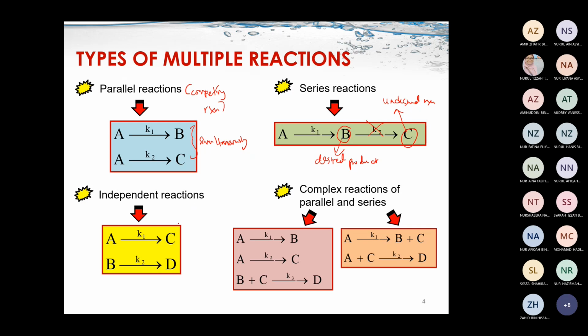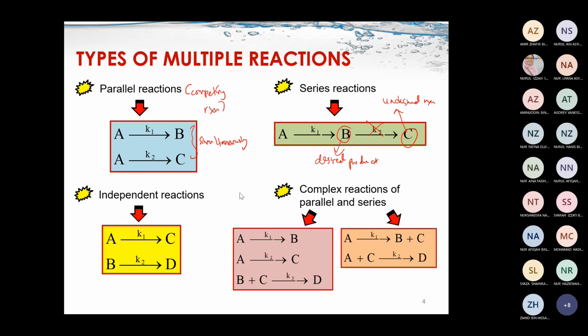Okay, and then we have independent reaction, whereby if you can see the parallel, it is using the same reactant, but for this one is independent. So it is not dependent. Alright, so A to C and then B to D. Okay, this is a different one. And then we have a complex one. Complex means it is mixed.